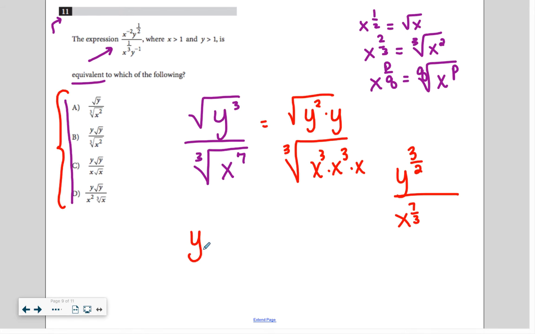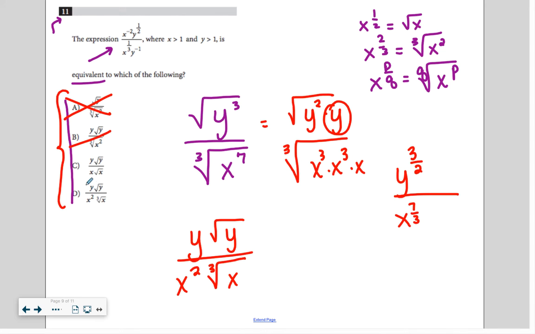So I'd have a y that would come out of the square root, and I'd be left with that y that's left, this guy, okay? All right, so there I've got y root y. In the bottom, I've got 2x cubed, so I'm going to take out 1, and another, giving me x squared, and I'm going to be left with the cubed root of x. So now I'm looking for that answer, and it looks like my answer has to be D.